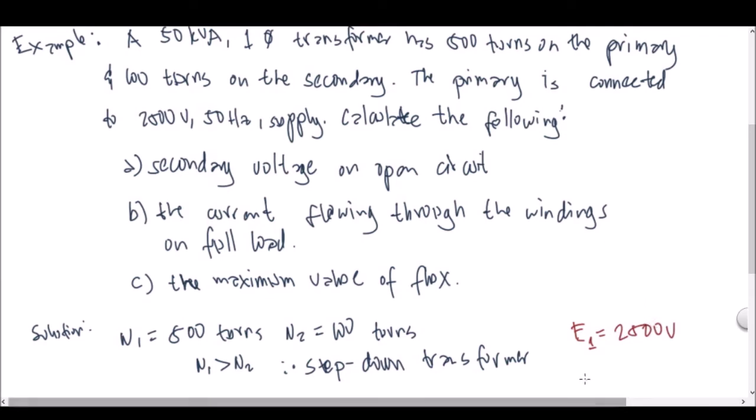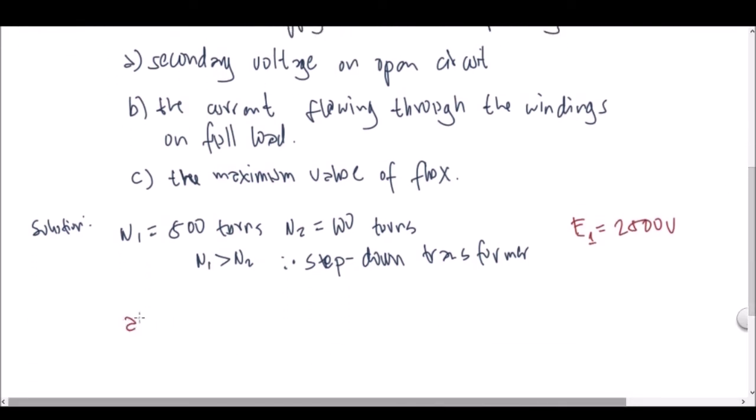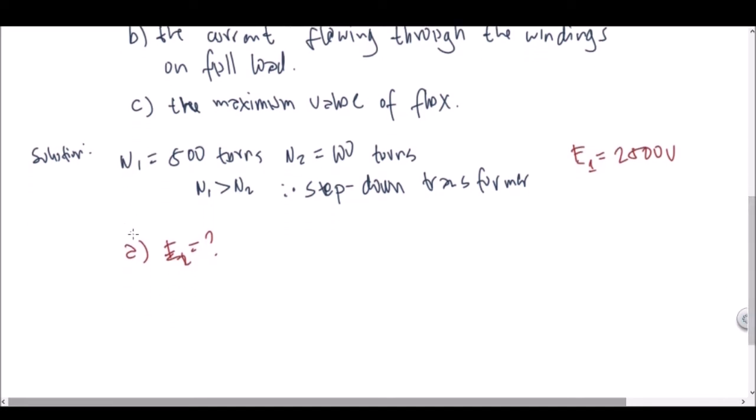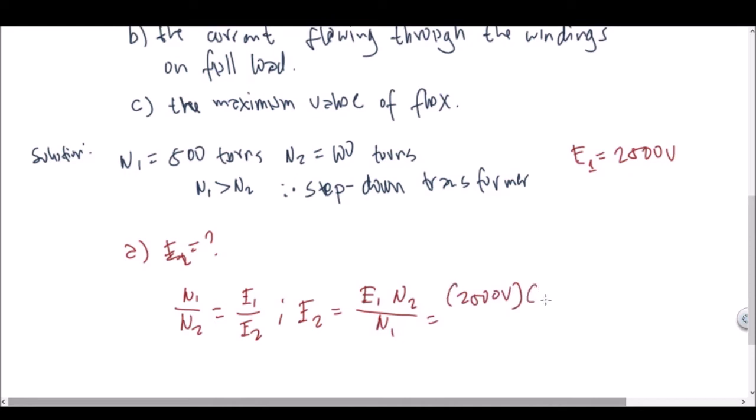Okay, so for letter A, we need to find our secondary voltage. How are we going to find it? We just use the turns ratio. Like I said earlier, we have N1 over N2 is equal to E1 over E2. Solving for E2, E2 is equal to E1, cross multiply, times N2 over N1. Substituting, our E1 is 2500 volts, our N2 is 100 turns, the turns of the secondary, over the turns of the primary, N1, which is 500 turns.